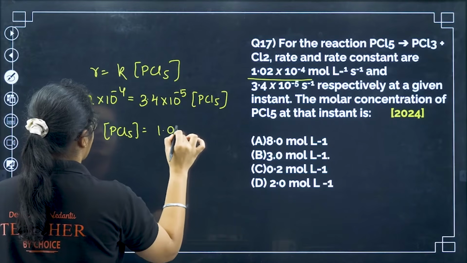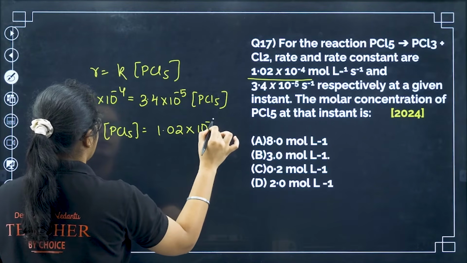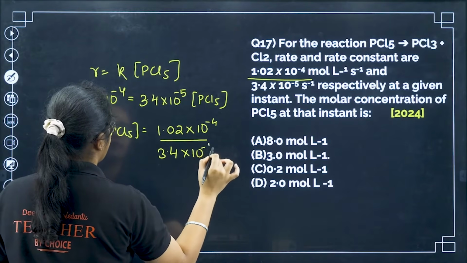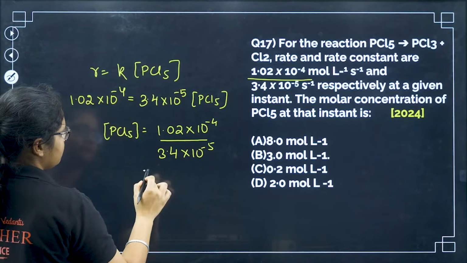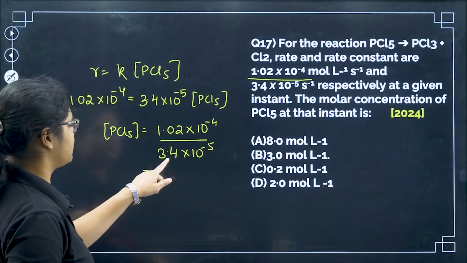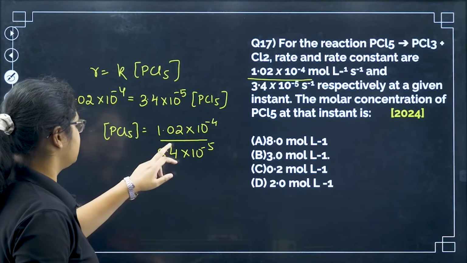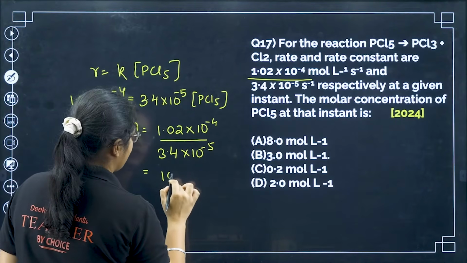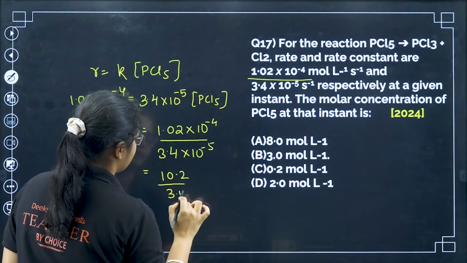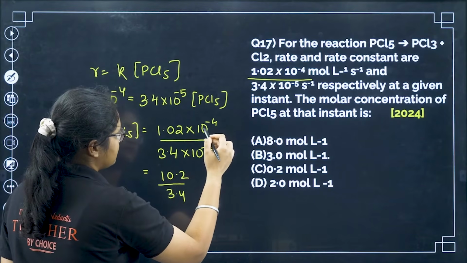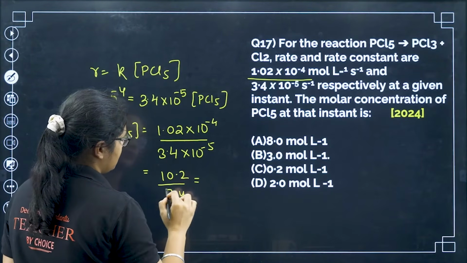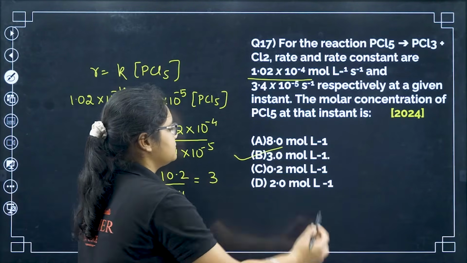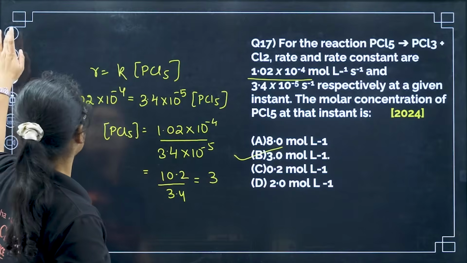That is equal to 1.02 into 10 to the power of minus 4 divided by 3.4 into 10 to the power of minus 5. So if I just calculate this one, I'll get 10.2 divided by 3.4. So that will bring me 3 times, right? So what is the answer here? 3 moles per liter, option number B.